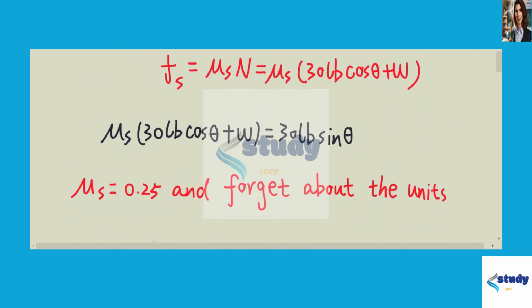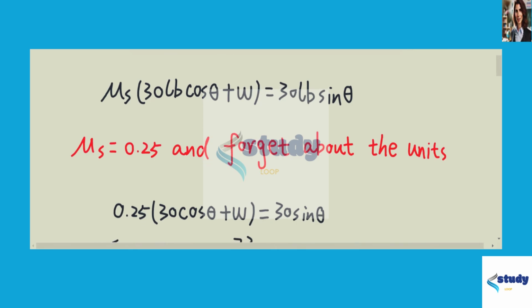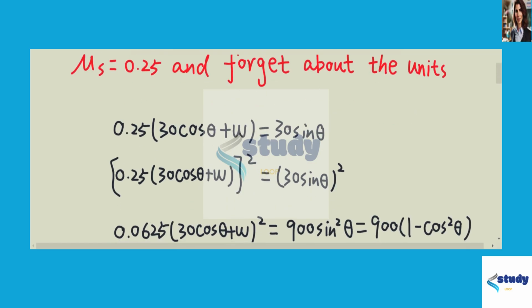So then we have mu s times (30 pounds cosine theta plus W) equal to 30 pounds sine theta. We know mu s is equal to 0.25, and let's forget about units at this point. If we plug in, we'll have 0.25 times (30 cosine theta plus W) equal to 30 sine theta. Therefore, we can square each side. We have (0.25 times (30 cosine theta plus W)) to the power of 2 equal to (30 sine theta) to the power of 2.